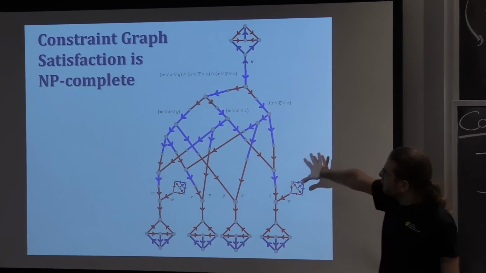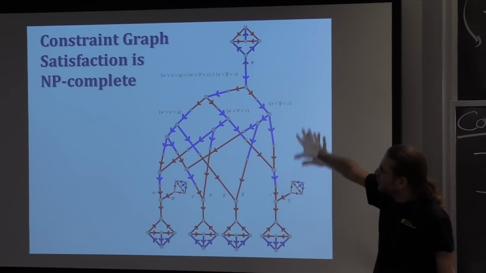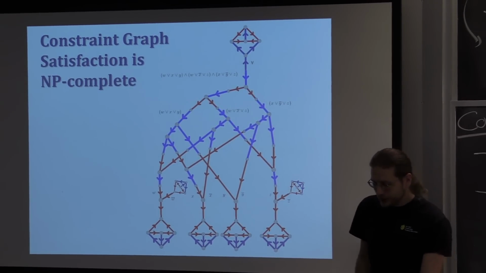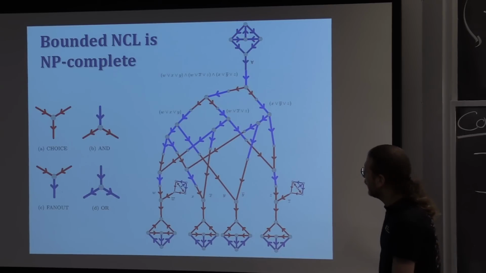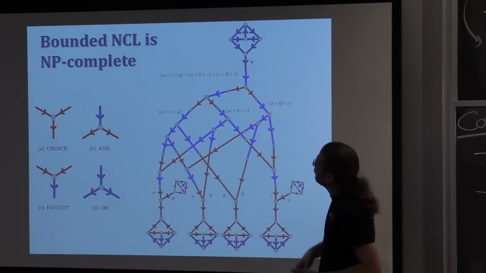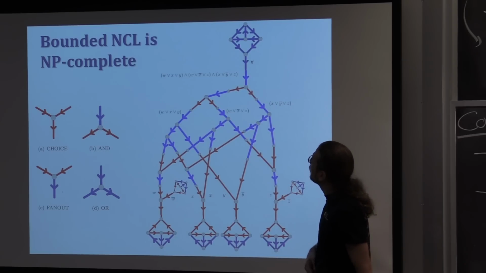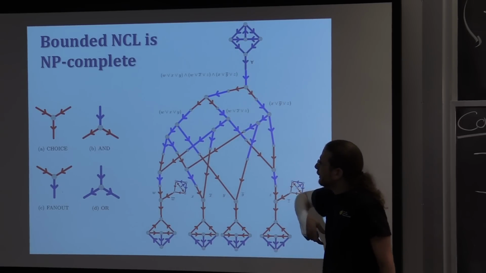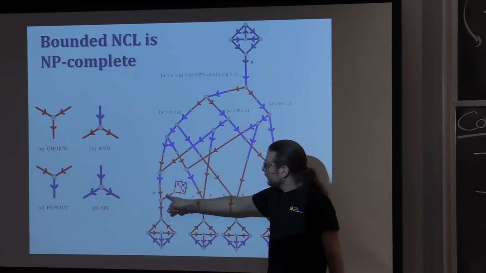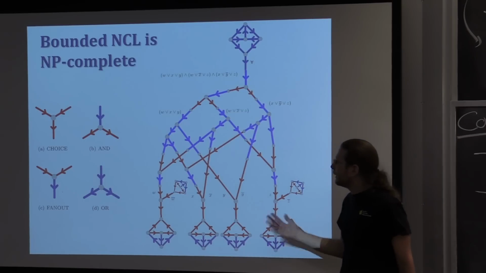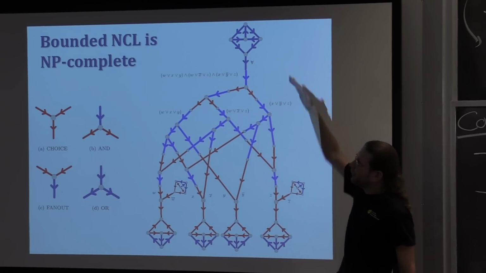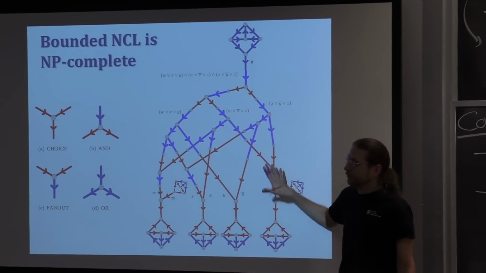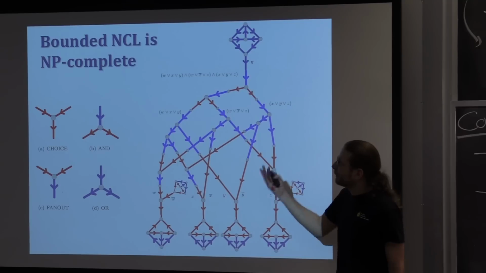And in the same way we prove that just finding a satisfying orientation of a constraint graph is NP-complete, we can show, I changed the very top gadget, that bounded NCL, where you just want to flip this one edge, is NP-complete, because you basically have to make a choice for each of these vertices, which way to set them, and then you can propagate up. We don't have to reflip any edges for this very simple proof. So NP-completeness for bounded NCL.